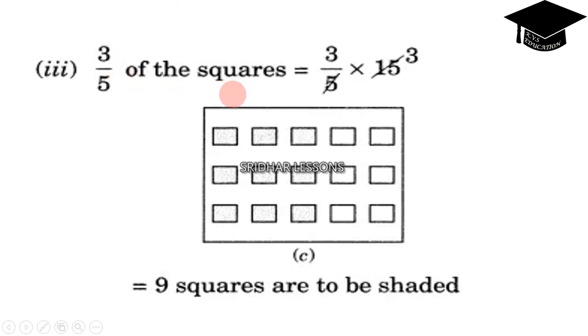So how many squares are there? 15 squares. 1, 2, 3, 4, 5, 6, 7, 8, 9, 10, 11, 12, 13, 14 and 15. So 3 by 5 of 15. 3 by 5 into 15. 5 cancels 15 3 times. 3 into 3 is equals to 9 squares. So 9 squares are to be shaded.